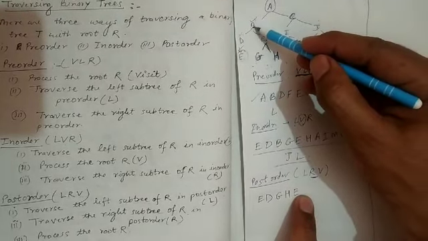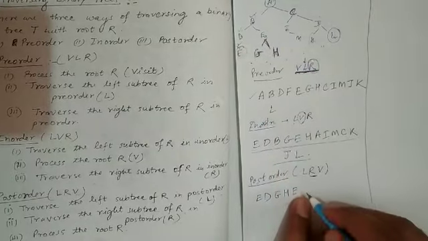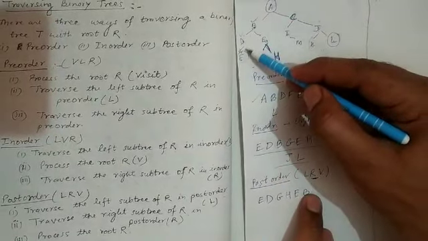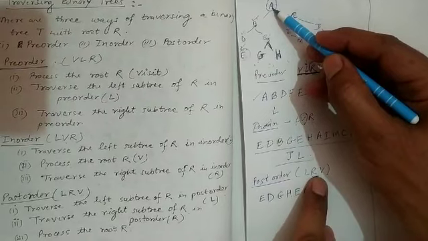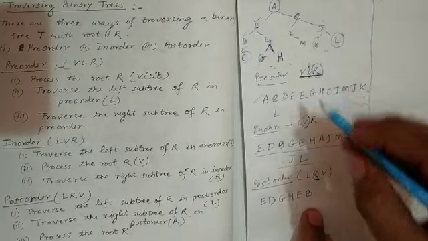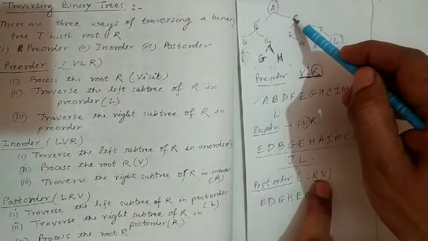Now come back to this B. L is completed, R is completed, but V is not completed. So now B will be visited here. Now come back to A. Its L is completed, but for A, R and V are both not completed. So first it says move right. You will move right here.